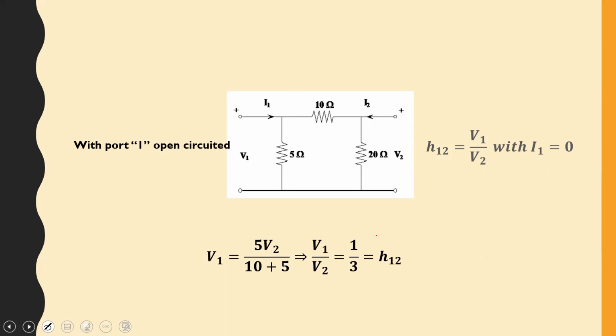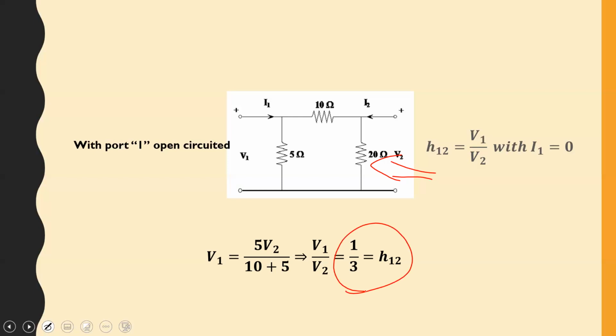So we're looking at V2. All of V2 would be across the 20 ohm resistor. We're looking at V2, which is across the 20 ohm, but we want to find V1. So it would be voltage division between 5 and 10. Everybody comfortable with that? Yes, sir. And so H12 would be a third.